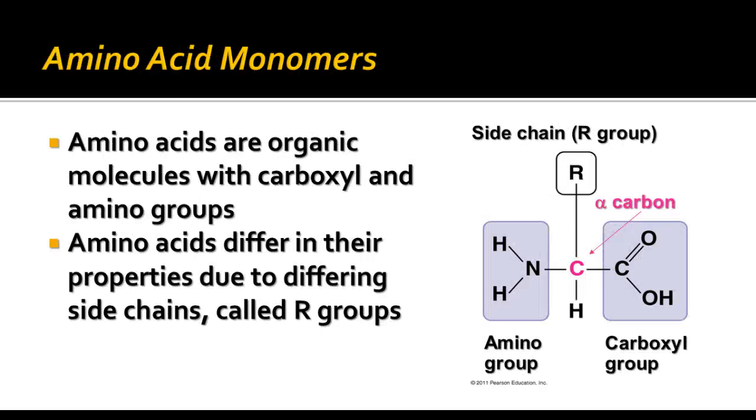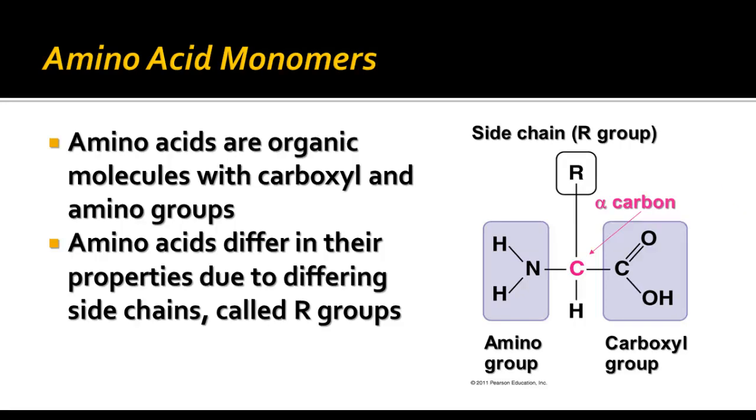Amino acids are the monomers of proteins. They are organic molecules that have a carboxyl group on one side and an amino group on the other side. There are 20 different amino acids that vary from this basic structure by having different R groups or side chains that can be added. And the presence of those side chains or R groups are what give the amino acids their different structure, their different properties.